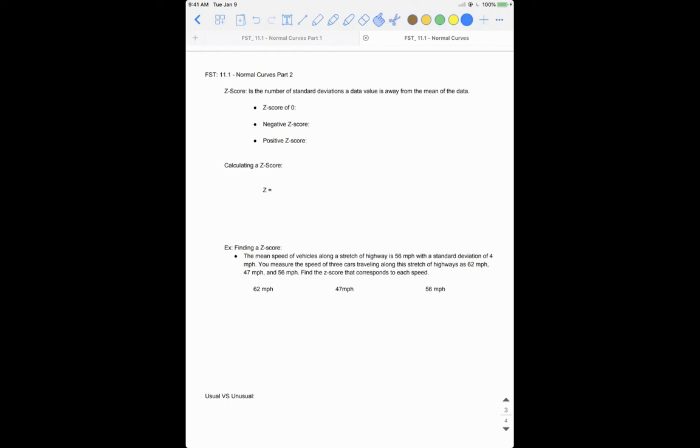Hey guys, so today we're going to talk some more about normal curves and using them in normal distributions. So just a quick refresh: normal curve, bell-shaped curve, the mean of your data is in the middle. You've got 50% this way, 50% that way. This is also your median. Mean and median are the same for a normal curve.